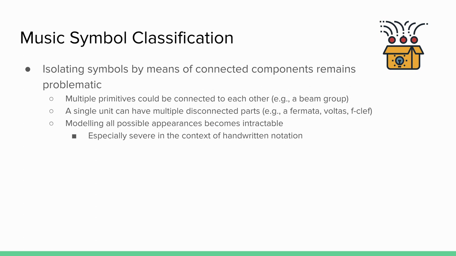The problem is that even if we can solve the staff line removal very well, and we can solve the classifier, isolating the music symbols by means of connected components is still problematic because it is difficult to handle all the situations. For example, there could be multiple primitives that are connected, like what happens with note heads and stems and beams in a beam group, but also a single unit can have multiple disconnected components. It happens with a fermata, a volta, or a double flat and its dots. So modeling all possible appearances becomes intractable. As Alex said before, you may want to start with a very simple set of rules, but at the end, the problem will become intractable. And this is especially severe if we want to recognize handwritten notation, which is much more unconstrained.